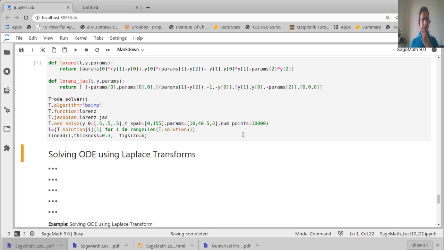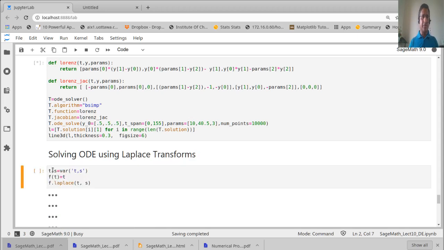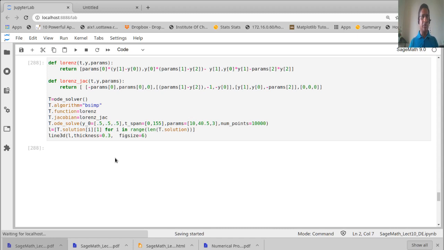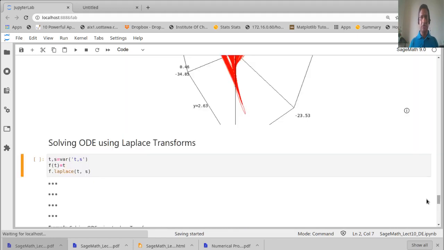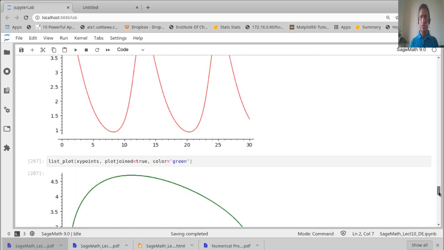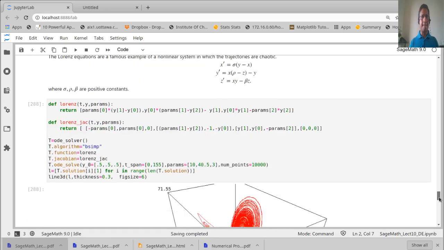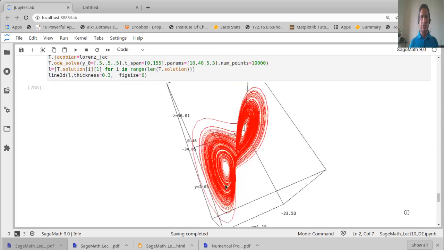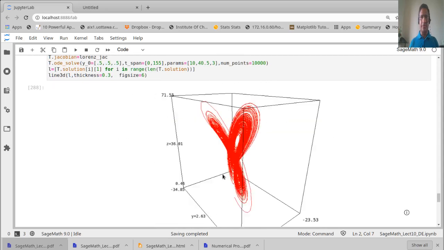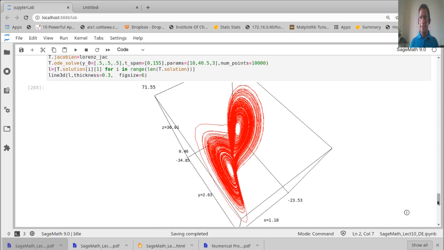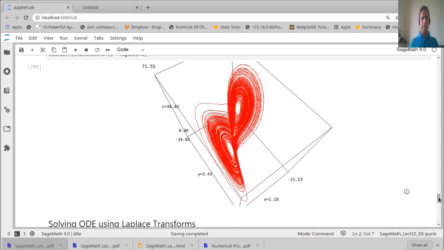Let us look at how we can apply the Laplace transform to solve ordinary differential equations, initial value problems, including systems of ordinary differential equations. First let us look at how we can use the Laplace transform. This plot is coming up now. That is how the plot of this Lorenz equation looks. This is quite a chaotic model actually. It takes a little while. Let me go down.